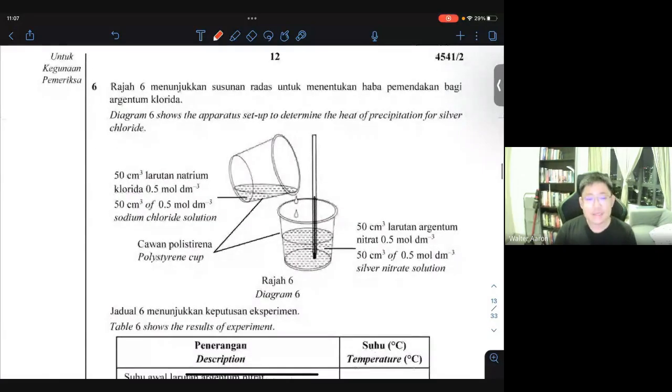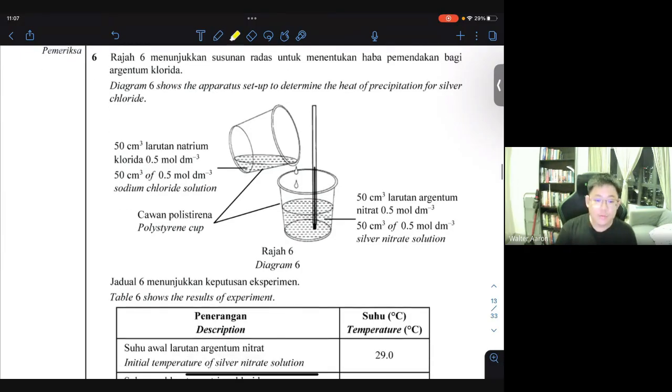All right, let's look at number 6. Diagram 6 shows the apparatus set up to determine the heat of precipitation for silver chloride. We have 2 different substances added together. We have 50 cm cube of 0.5 mole per dm cube of sodium chloride solution, and 50 cm cube of 0.5 mole per dm cube of silver nitrate solution. Sodium chloride and silver nitrate are added together in a double decomposition experiment where we want to create an insoluble salt.